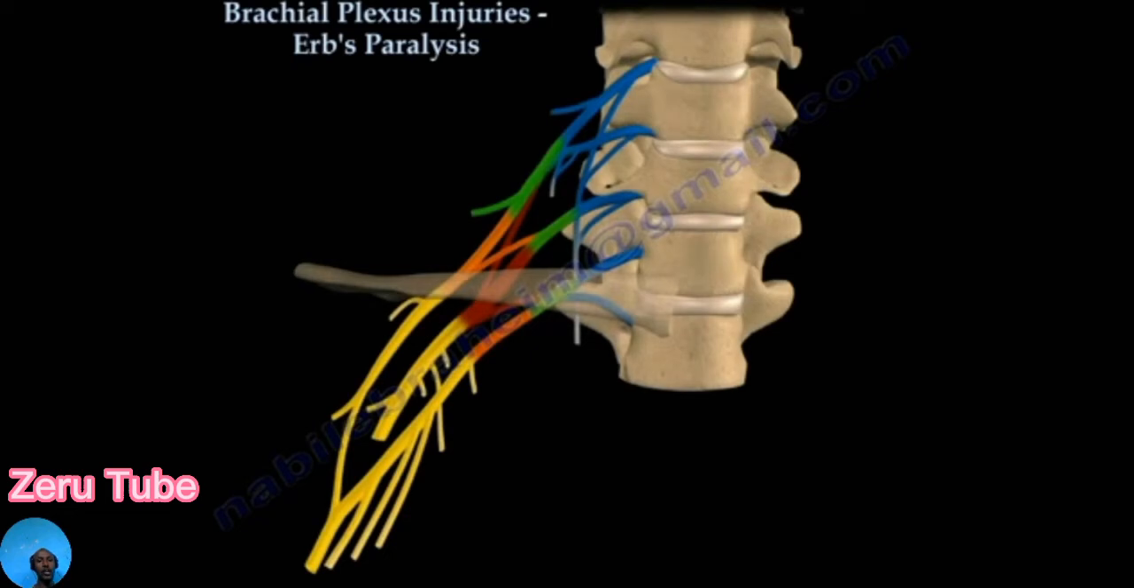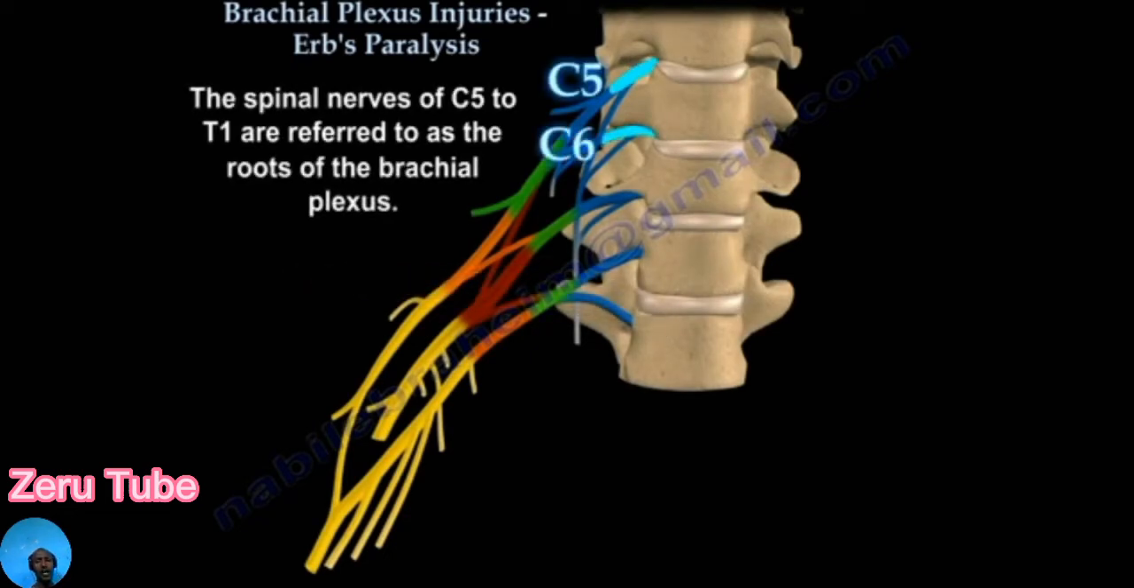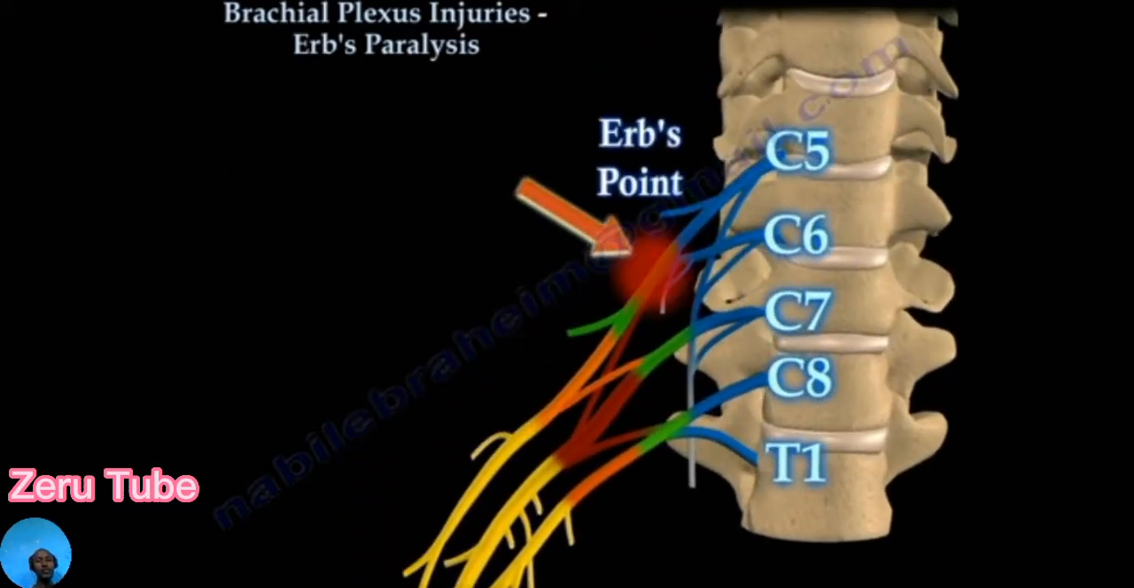We can differentiate by these. Look, C5, C6 and C7 are the origin of the long thoracic nerve. We can give the name Erb's paralysis. Erb's paralysis is one type of preganglionic injury that originates from the spinal nerves of C5 up to T1. If the nerve roots from C5 to T1 are injured, what do we call it? Erb's paralysis, mainly C5, C6 and C7 injuries. So what are the signs and symptoms of Erb's paralysis?